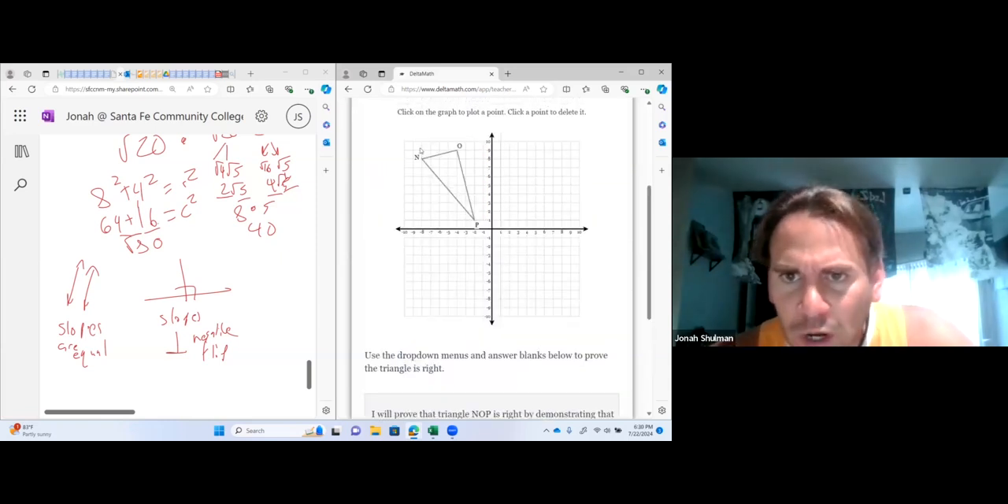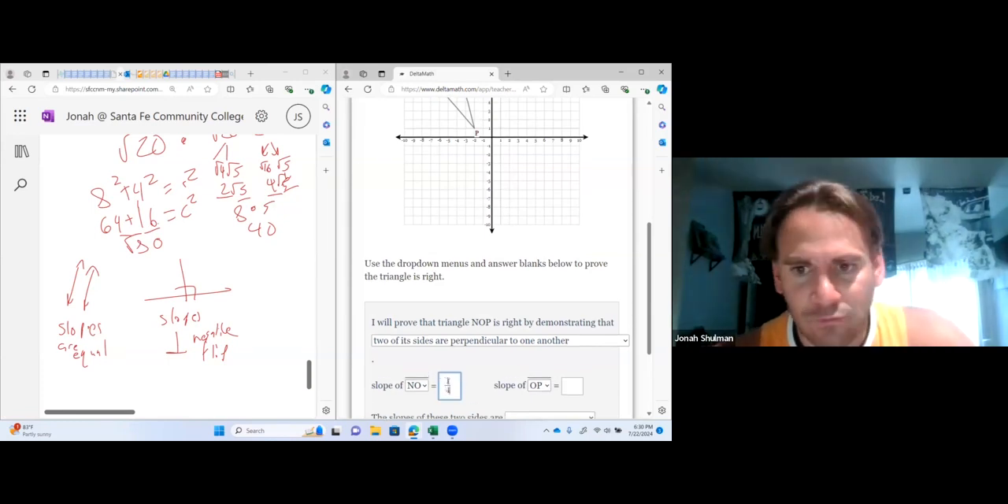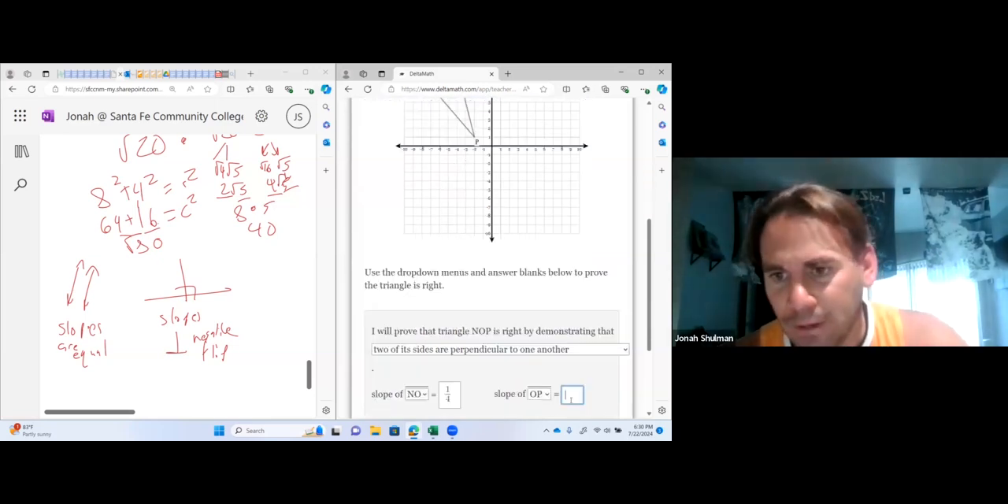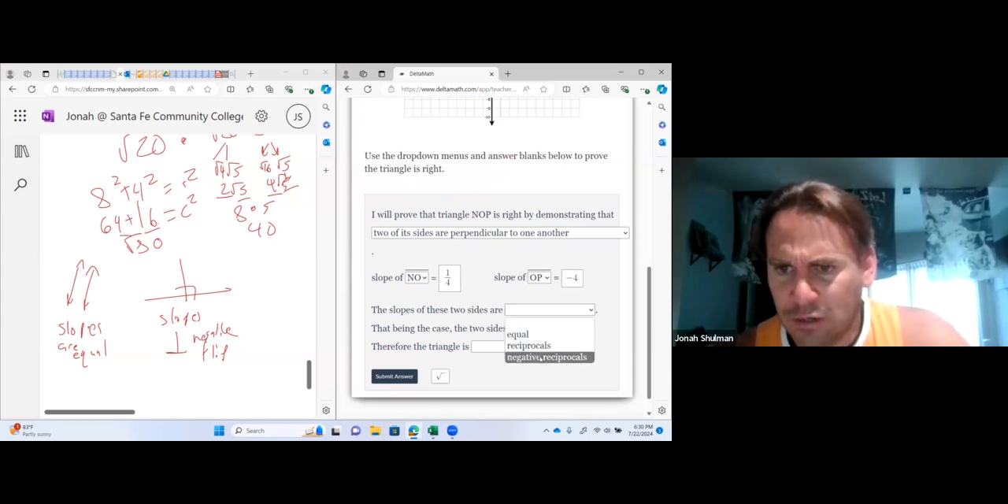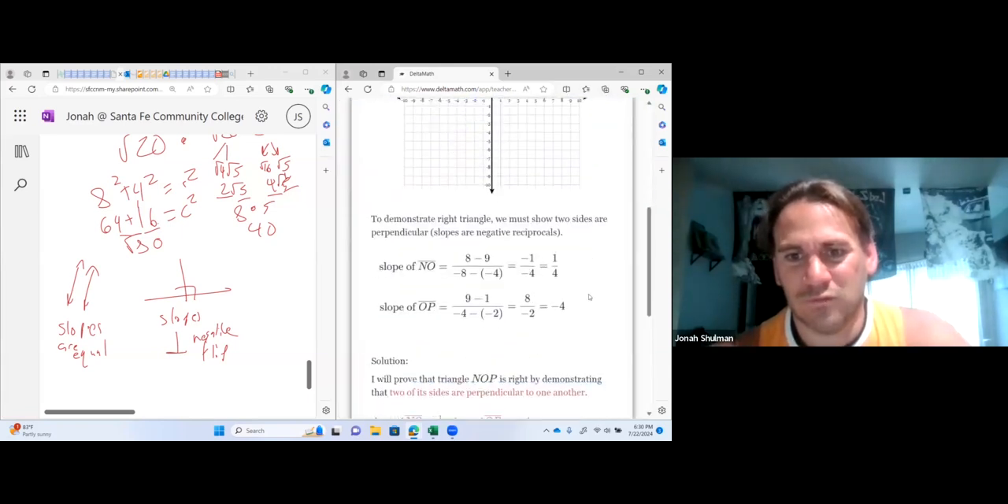NO, the rise is 1. The run is 1, 2, 3, 4. So that's 1/4. So the other one has to be a -4 slope. OP, we go down 1, 2, 3, 4 over 1. Perfect. 1, 2, 3, 4 over 1. Yep. -4. They are negative reciprocals. They are perpendicular. Therefore, it is a right triangle. What a hard one. Real challenge.